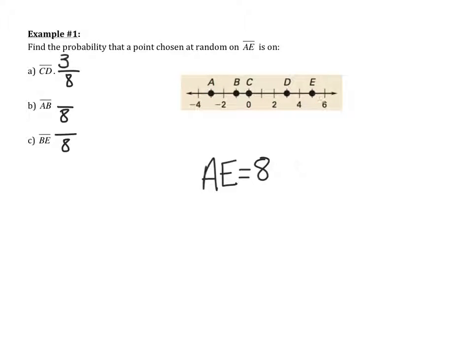For AB, that is 1, 2 units long, so I have a 2 in 8 chance, which is a 1/4, a 1 in 4 chance that a point chosen at random on segment AE also lies on segment AB. And from B to E, so we start here, 1, 2, 3, 4, 5, 6. So I have a 6 in 8 chance, which in lowest terms is 3 out of 4.